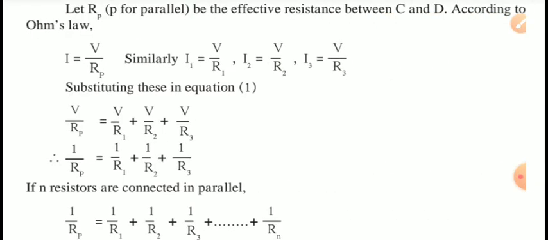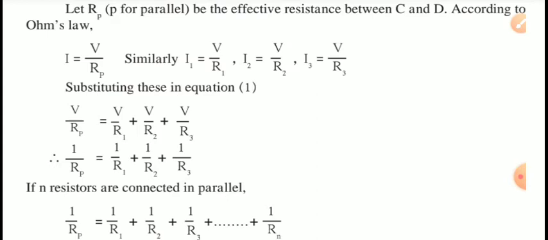So let Rp be the effective resistance between point C and D. According to Ohm's law, we can write I is equal to V upon Rp. Similarly, I1 is equal to V upon R1, I2 is equal to V upon R2, I3 is equal to V upon R3. Substituting those values in equation number 1, we get V upon Rp is equal to V upon R1 plus V upon R2 plus V upon R3. As the potential difference is the same across the circuit, we can cancel it. Therefore 1 upon Rp is equal to 1 upon R1 plus 1 upon R2 plus 1 upon R3.